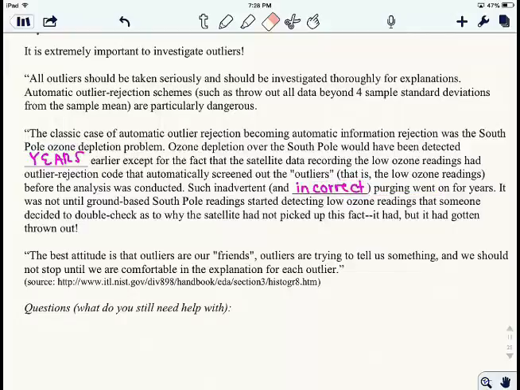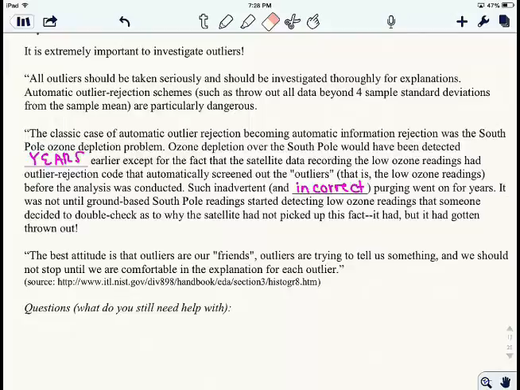Such inadvertent and incorrect purging went on for years. It was not until ground-based South Pole readings started detecting low ozone readings that someone decided to double-check as to why the satellite had not picked up this fact. It had, but it had gotten thrown out.